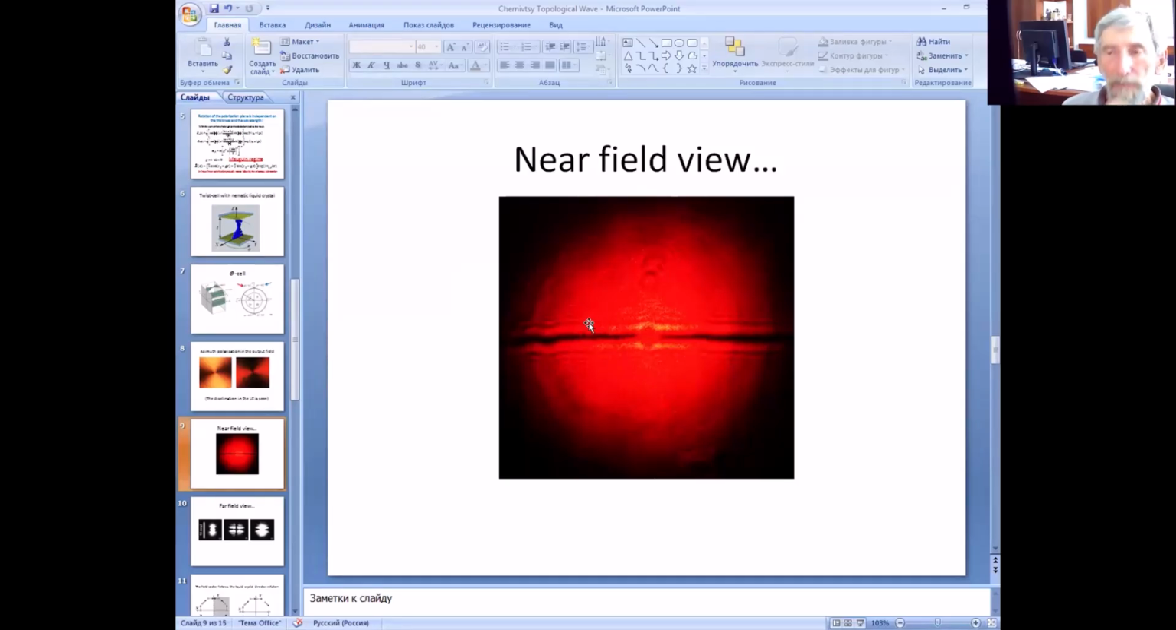And the phase difference between the upper border of the dark line and the lower border is pi, in this case, in this side and in this side. What is in this point? It is an open question, and it's a problem we are working on now.